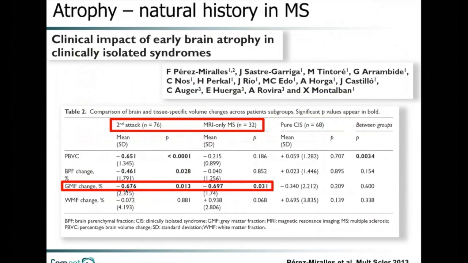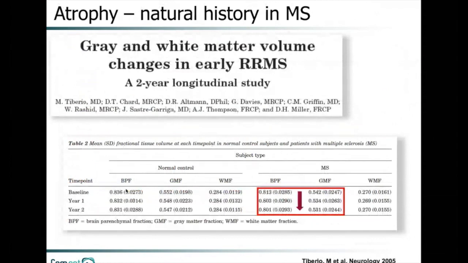But Michela Tiberio, using data from the Queen Square cohort, showed exactly the same in early relapsing remitting MS, decrease in brain volume, and the decrease that we could observe was only in a gray matter fraction, whereas white matter fraction was unchanged over 2 years.